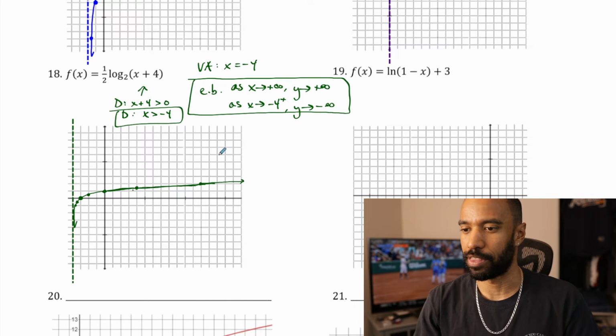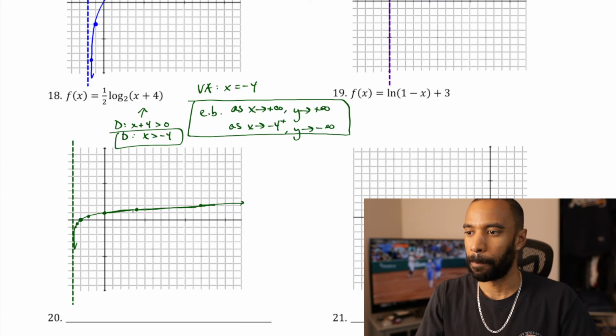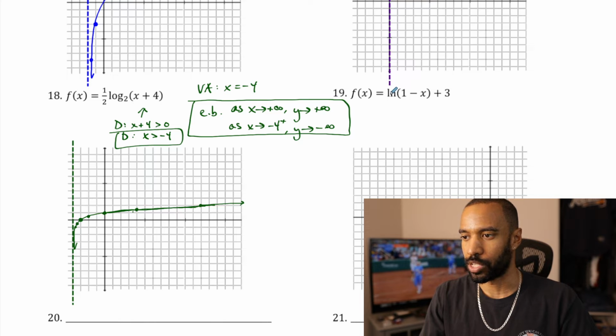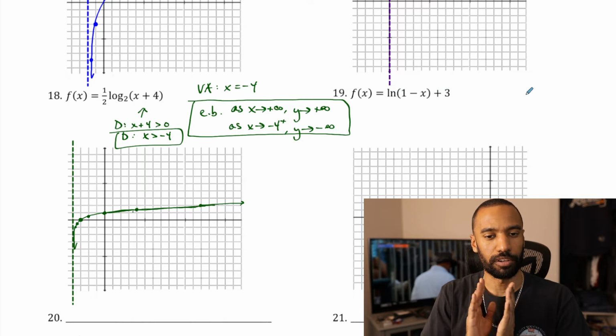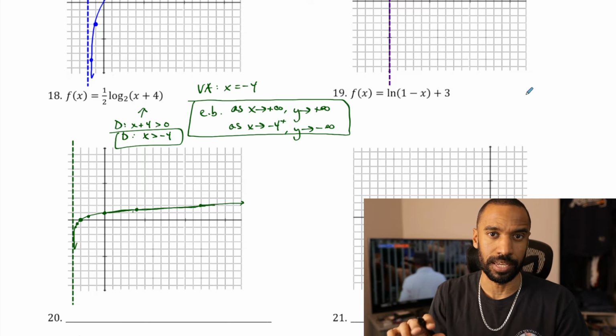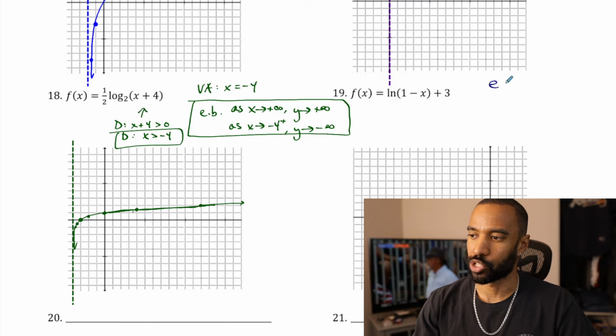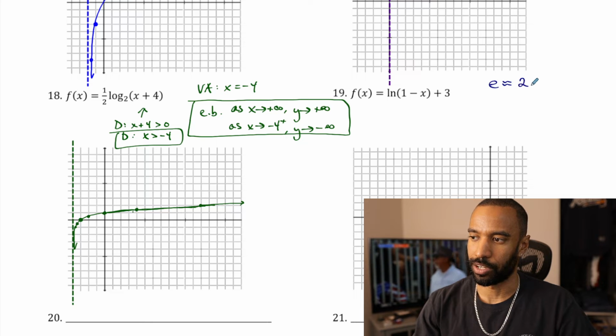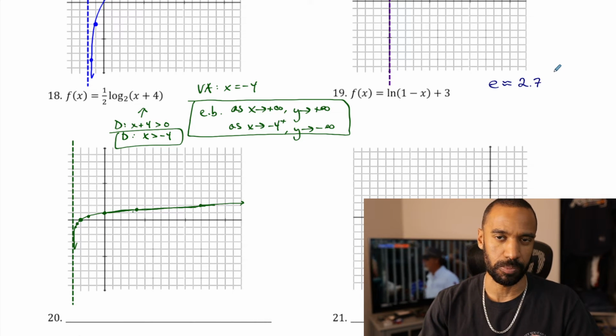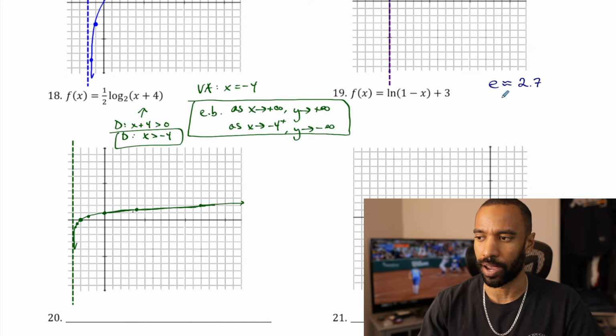Okay, last one, a graph, and then we write 2 equations of graphs down here. Number 19, f of x equals natural log of 1 minus x plus 3. All right, some things get a little more confusing here. First of all, it's base e, which, just to help you out, e is around, because I'm not going to use a calculator, it's around 2.7. There's a little more approximation than that, but that's as much as we could even try and graph.